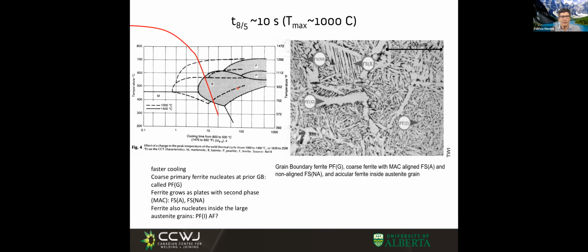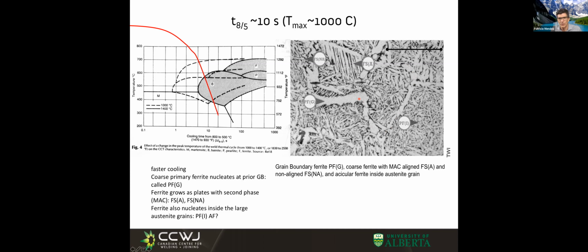If I cool down a little bit faster, I don't get to see perlite anymore. I'm talking about the dashed lines again. If I cool down faster, say a T85 of 10 seconds, I don't see perlite anymore. And I go straight from pure austenite to primary ferrite to bainite. And look, this is the primary ferrite. You see that they're big and kind of long. They are marking the grain boundary of the prior austenite grain size, the prior austenite grain. So you see clearly there is nothing hexagonal here.